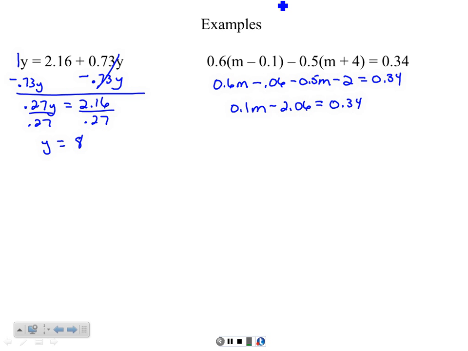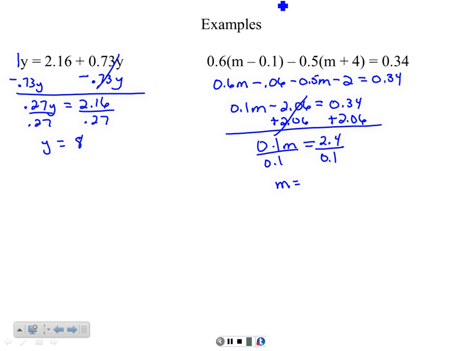Alright, so now I'm ready to start moving things across the equal sign. I need to move this negative 2.06 across, so I'm going to add 2.06. So I have 0.1m is equal to 2.4. And then if I divide both sides by 0.1, I'm going to have m is equal to 24.